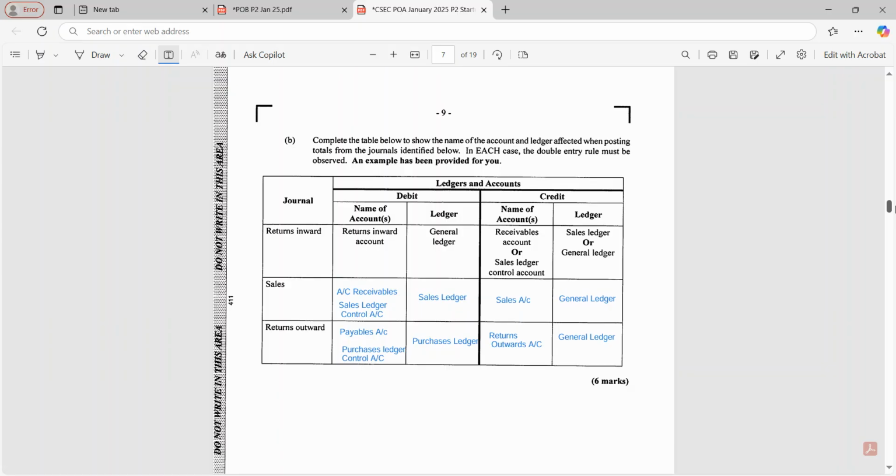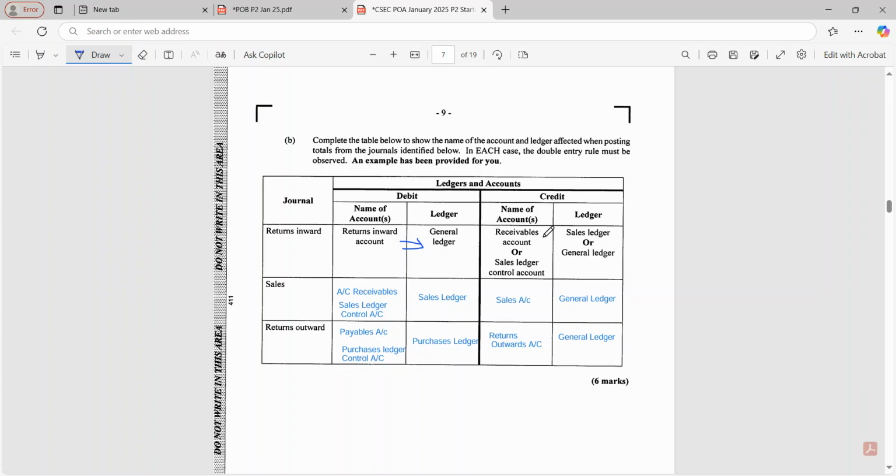Right. So you normally debit return inward since the goods are going to be coming into the business. Goods is an asset and it increases. And when an asset increases, we debit it. So we debit return inwards account. And then we credit sales ledger control account, or the receivables account. Now that we have the name of the accounts, you are going to ask yourself, where can we find these accounts? So we find the return inwards account in the general ledger.